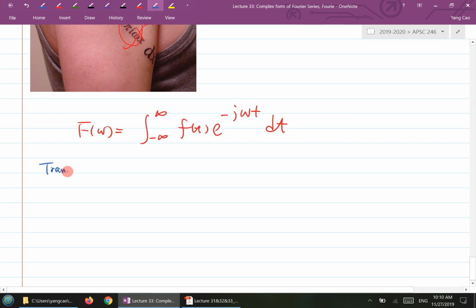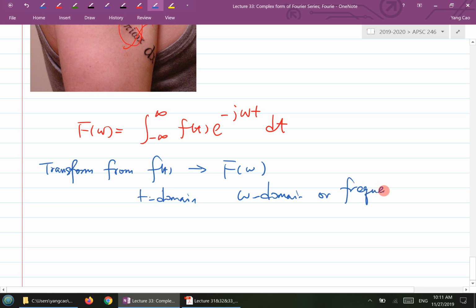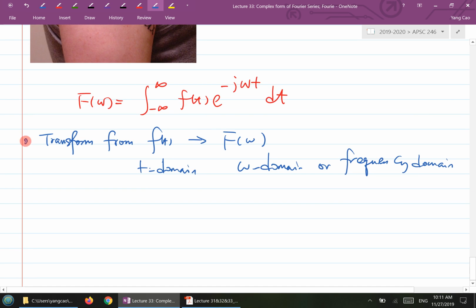So this is the transform from f of t to F of omega. Here is t domain, here is omega domain or frequency domain. So that's the first impression you should have. And F of omega, by nature, it's a complex number.